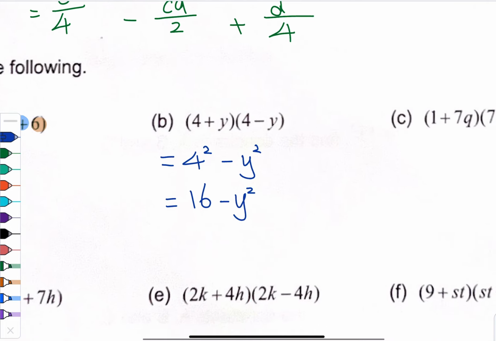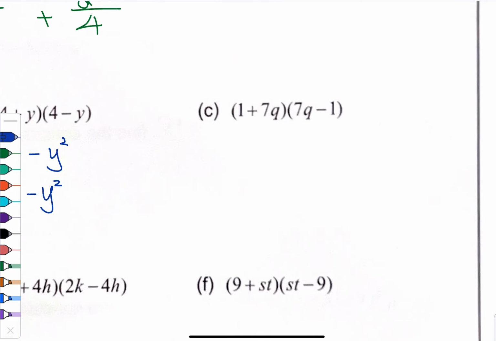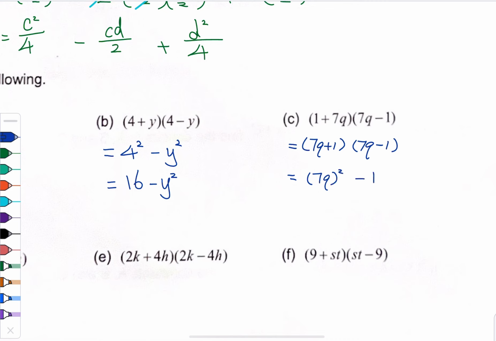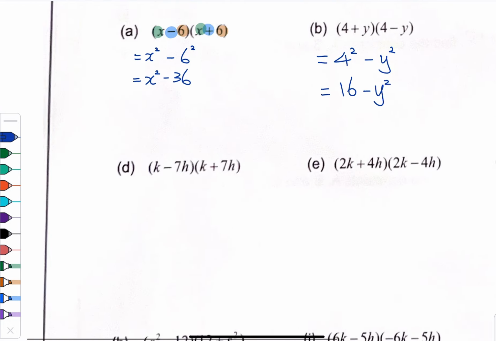And then just continue. 1 plus e, but this time it's not in order. See, both of the a's are at front. But is this? No. So your first step is to make sure they're in order. So 7q plus 1, 7q minus 1. Then you can continue. So a square minus b square. The square is given to both of them. So 7 square means 7 times 7, which is 49. Minus 1. 1 square means 1 times 1. 1 times 1 is still 1. So you can't do anything.